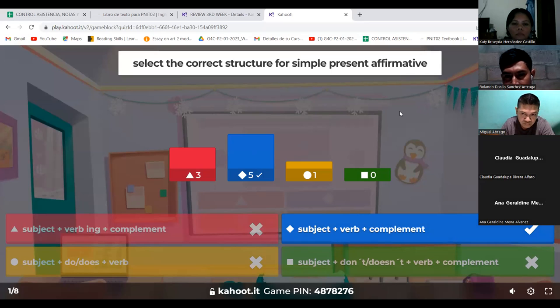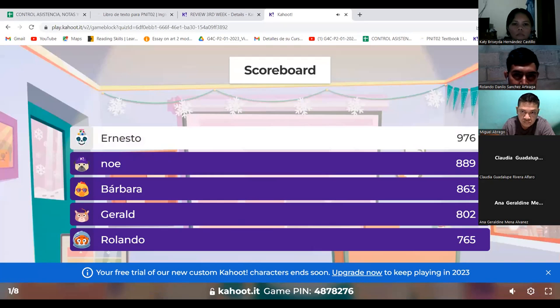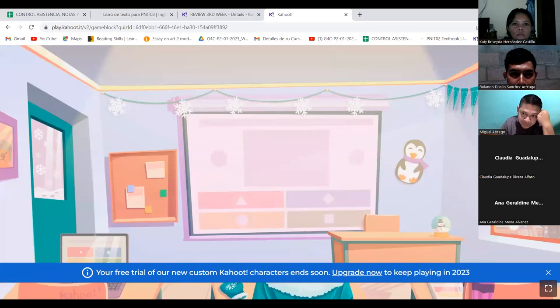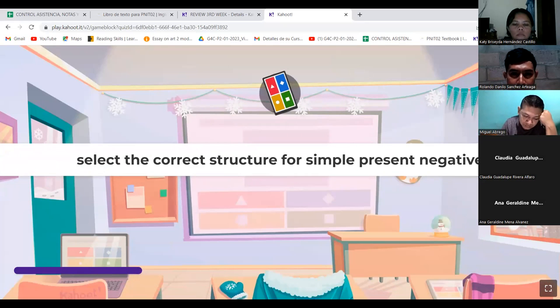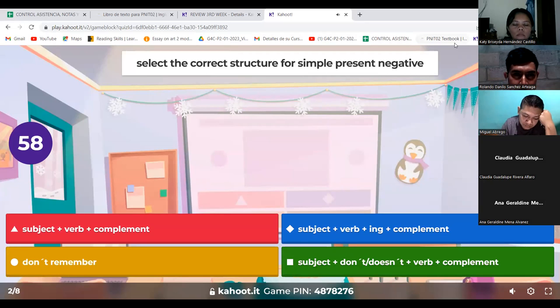Good. Vamos entonces con la siguiente estructura. Vamos a ver quién está iniciando ahorita. Ernesto, very good. 976 points está a la cabeza. Vamos entonces. Select the correct structure for simple present negative.